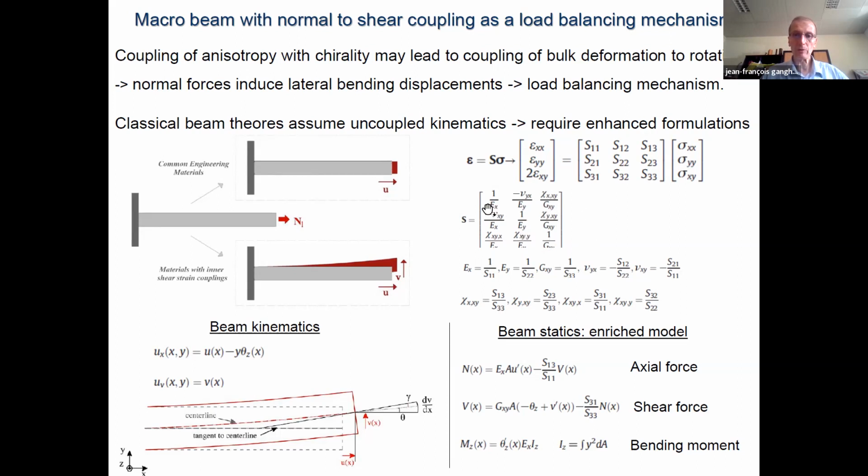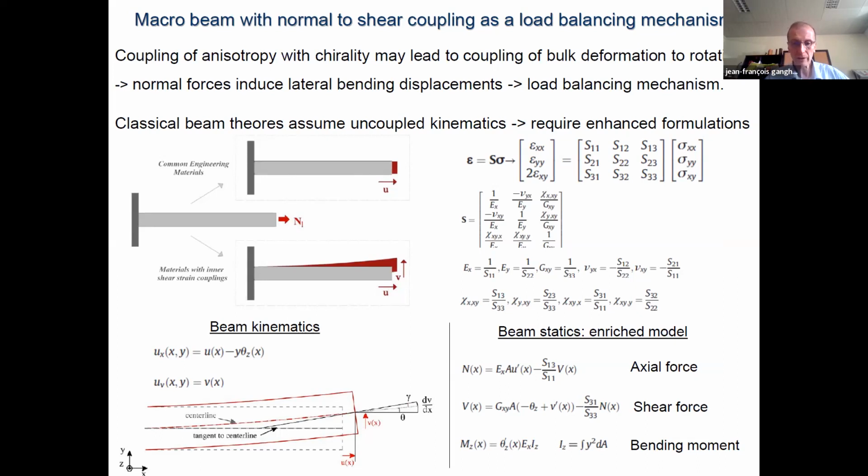So I can rewrite this compliance tensor in the classical form with the inverse of the moduli on the diagonal, and the coupling coefficient chi normalized by the shear modulus. For common engineering materials, if we apply a stretch along the midline of the beam, usually we don't get a bending, we get a contraction of the beam due to the Poisson effect. But if we have materials with internal tension-shear strain couplings, we may get, in addition to the Poisson effect, a vertical displacement when applying a tension. And the way to do this is, of course, by using a suitable microstructure.